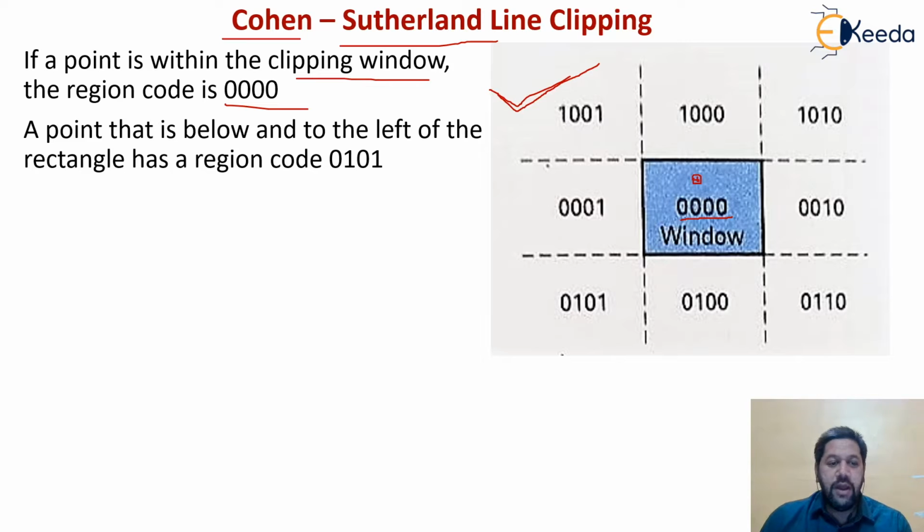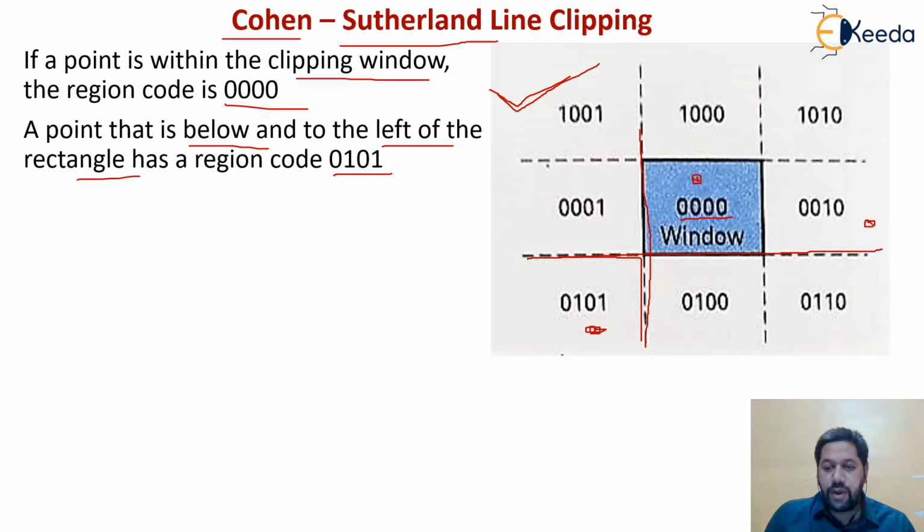Okay, consider one more example. A point that is below and to the left of the rectangle. Just now we have considered this example. Suppose this is my point, or the point which lies inside this particular region. Here what is going to happen? The point is below the bottom edge of the window, as well as outside the left edge also. So that's why it is having the region code 0101. Is it clear?